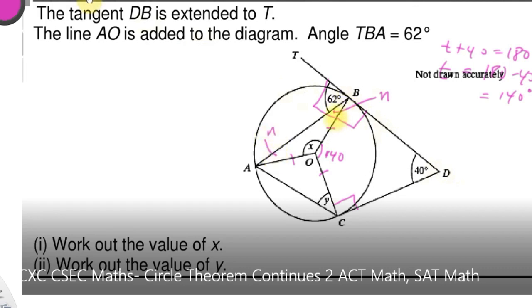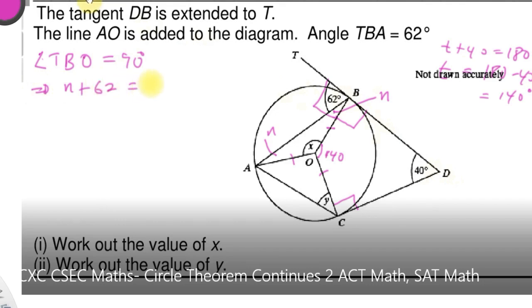We know that from this radius to this tangent, this one is 90 degrees, and we know this side to be 62. So it means that if we add N to 62, we have to get 90 degrees. That is, we know that angle TBO is equal to 90 degrees. This implies that N plus 62 must be equal to what?